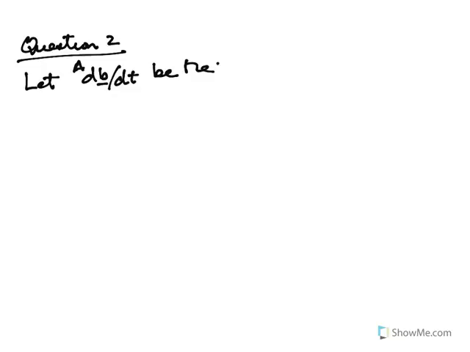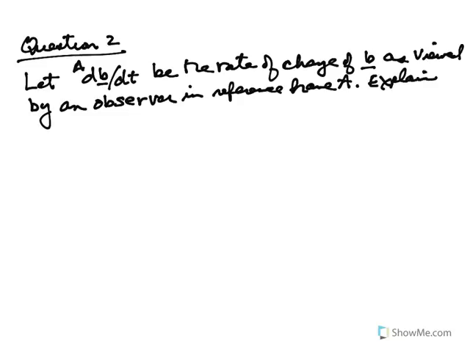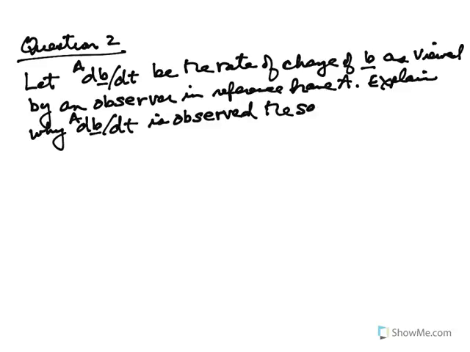Question 2 is as follows. Let dB dt left superscript A be the rate of change of the vector B as viewed by an observer in reference frame A. Explain why dB dt left superscript A is observed the same in all reference frames.